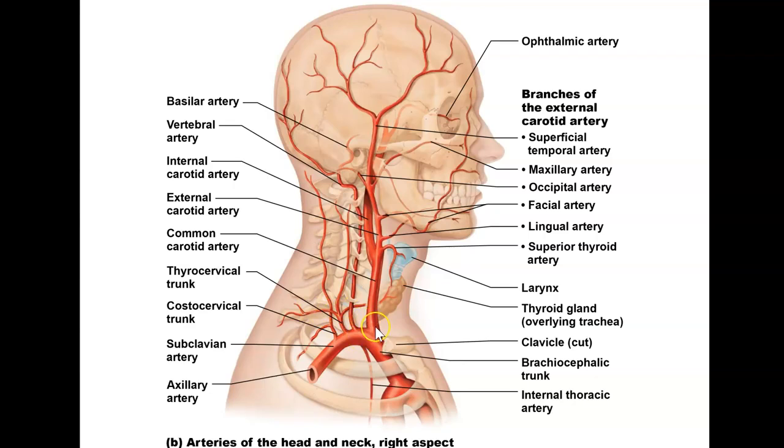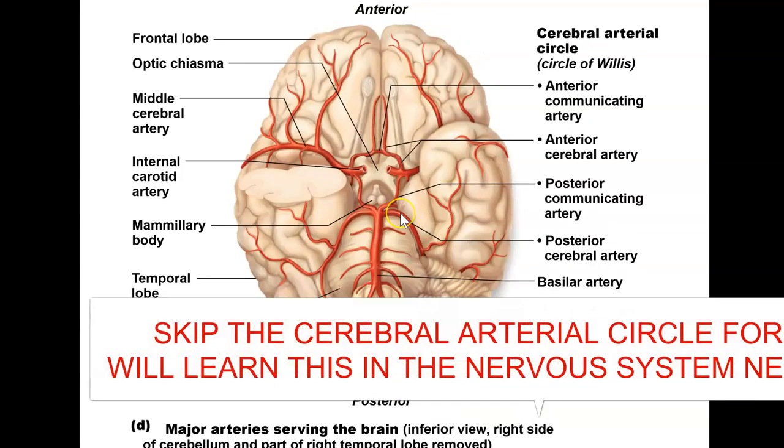Now let's look at the other branch off of the brachiocephalic trunk, our right common carotid artery. This common carotid artery bifurcates into an internal carotid artery that extends up and eventually supplies the brain. The other bifurcation off of the common carotid artery is our external carotid artery, which has many branches that come off to supply the areas of the neck and the face.